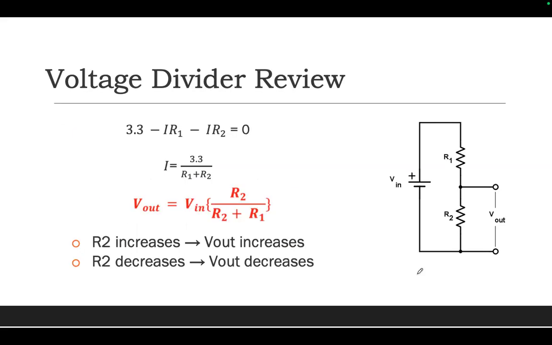We just talked about that. We try to replace R2 with a photoresistor or thermistor. You can see that as R2 increases, the output voltage increases. As R2 decreases, the output voltage decreases. You need to observe it. That makes sense to you? From this equation, you can see it. Any questions so far?